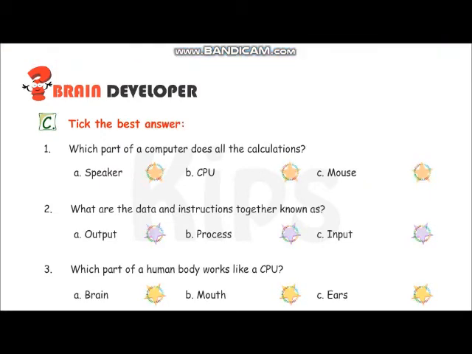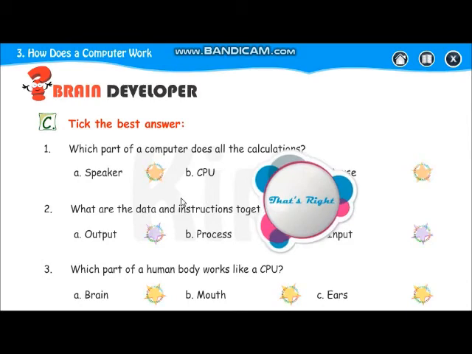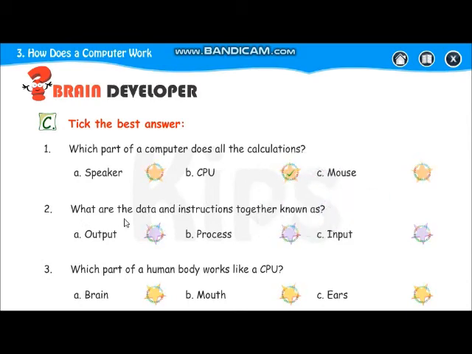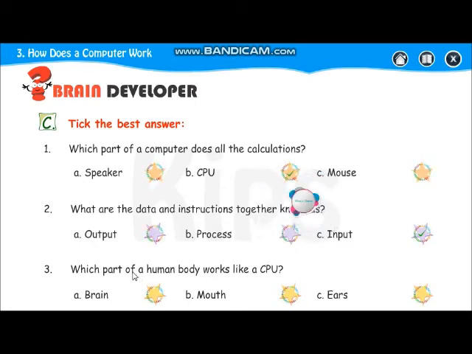Now you are to tick the best answer. The computer will tell us whether we have done it correctly or not. Which part of a computer does all the calculations? Which part? CPU. What are the data and instructions together known as? What do we call data and instructions together? Input. Which part of the human body works like a CPU? Our brain.